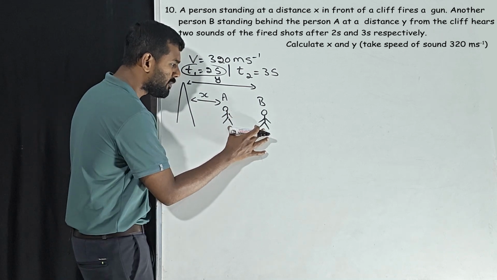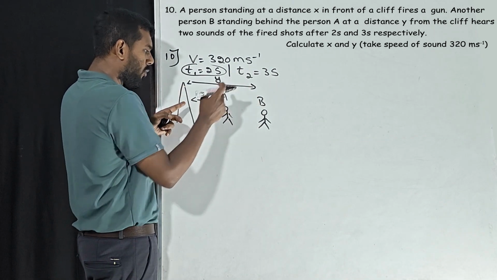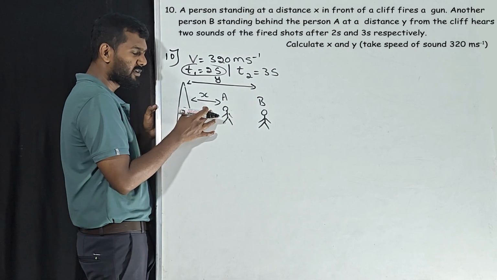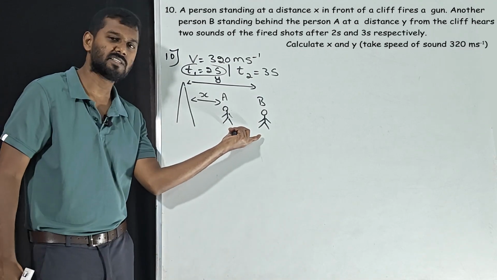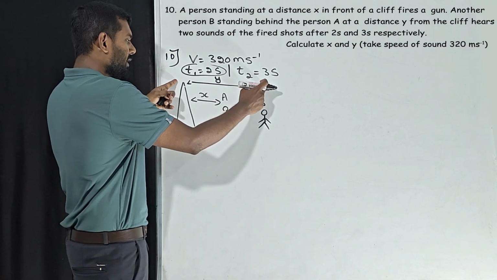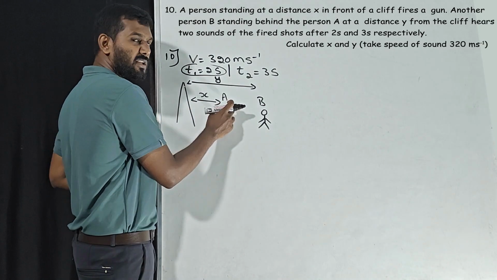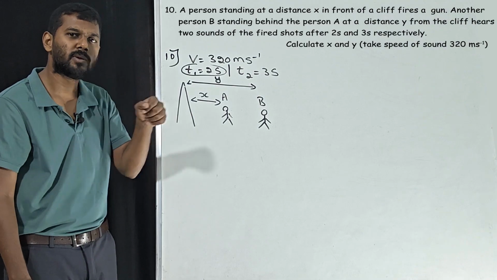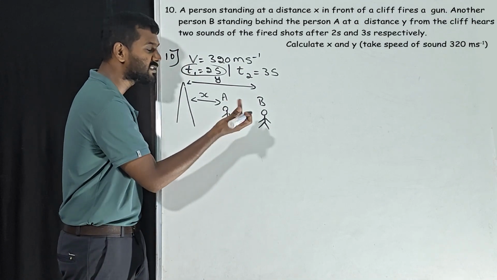See, from here to here we need to find the distance. The complete distance is y, only a few is x. So from the complete, if we remove a few, the remaining thing will be the distance, correct? So from the complete distance, if we remove x, then the remaining value will be the distance from A to B. Why do we have to find the distance from A to B? Because sound is traveling from A to B, that's why we need to find the distance.